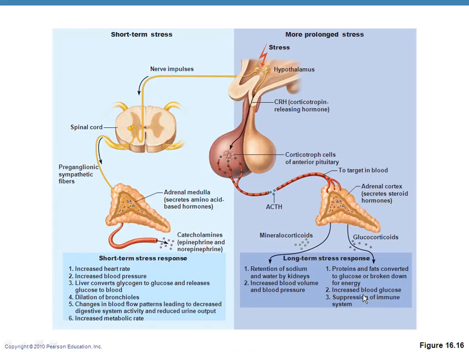Okay, this is an overall picture of everything we've been talking about. So I want you to notice the difference here at the top between short-term and long-term.